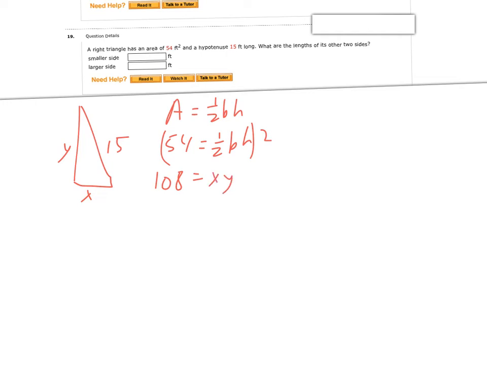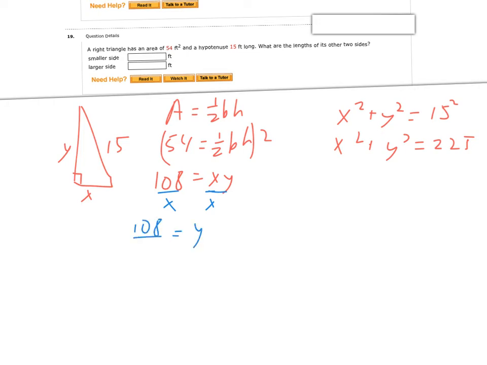All right, so then the other equation is based on the Pythagorean theorem, which states that in a right triangle, x squared plus y squared equals 15 squared. Well, it's the hypotenuse squared, which is 15 squared. So x squared plus y squared equals 225. Okay, so I'm going to go ahead and use, let's see, what am I going to use? I think I'll use substitution here. So I'm going to isolate y over here. So y equals 108 over x. And so I get x squared plus (108 over x) squared equaling 225.